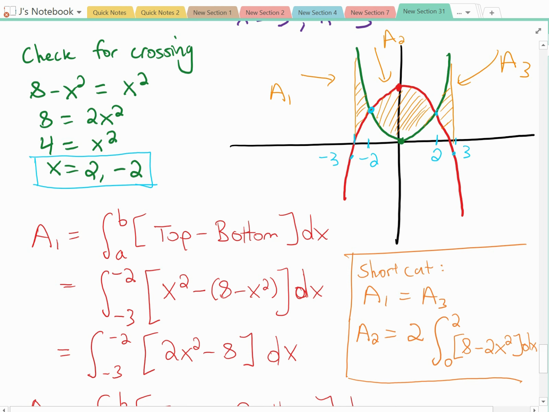What happens, however, if the function is a little bit nastier? Instead of 8 minus x squared, what if you had 8 minus 4x minus x squared? It won't be symmetric anymore. There's no symmetry to this. You have to do all three integrals separately. You'd have to pick three x values, plug them into the function, and then connect them with the parabola shape.